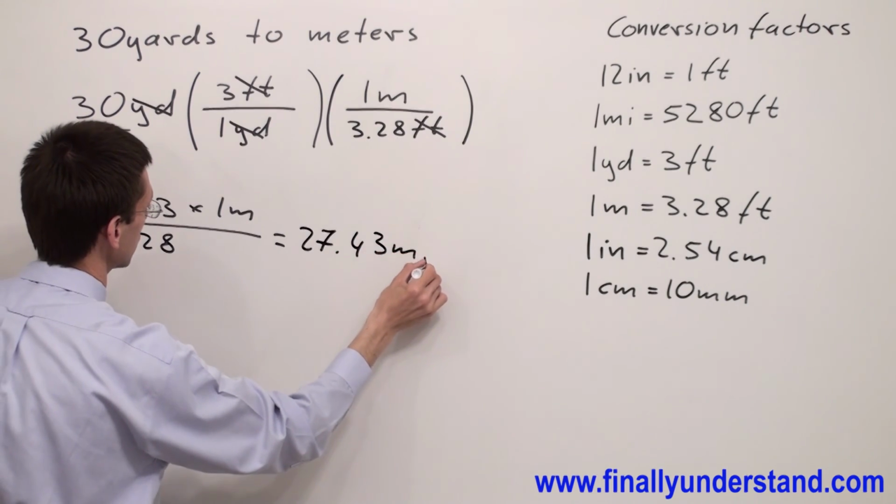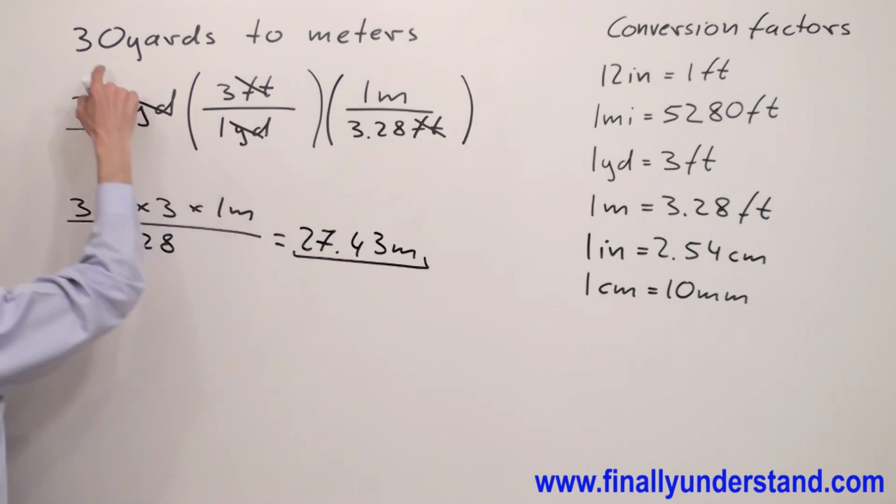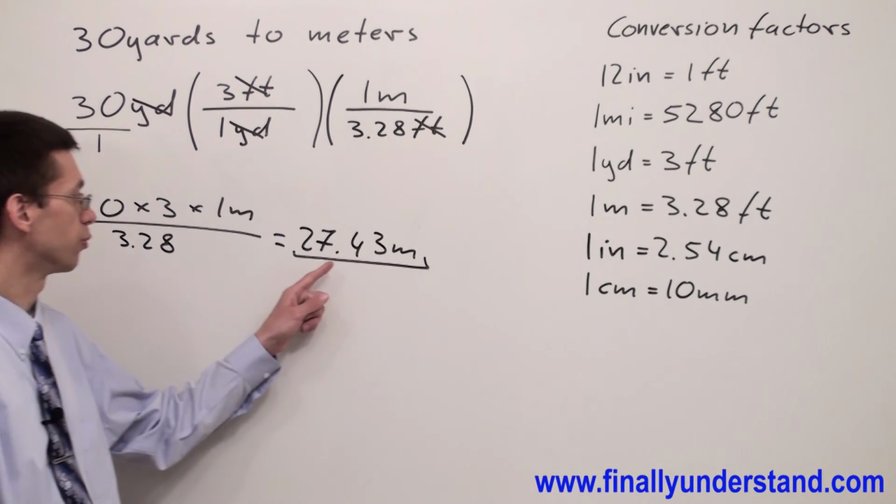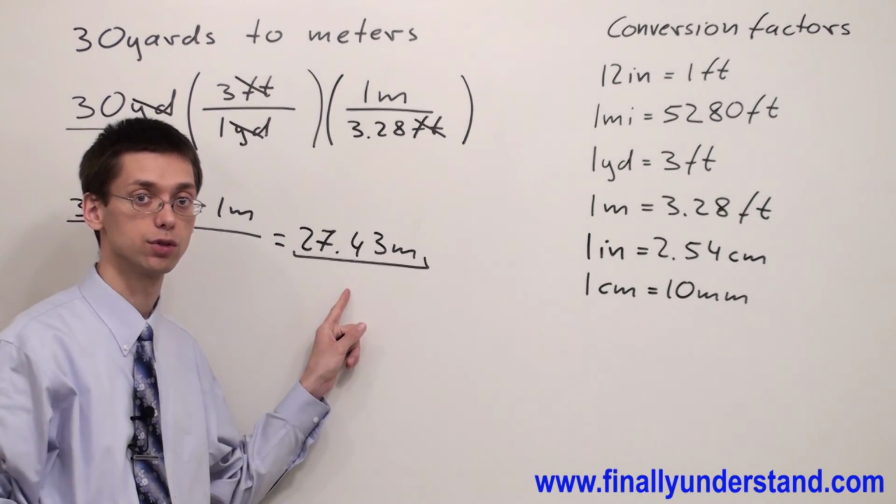27.43 meters. So it means that 30 yards is equal to 27.43 meters. This is the solution to the problem.